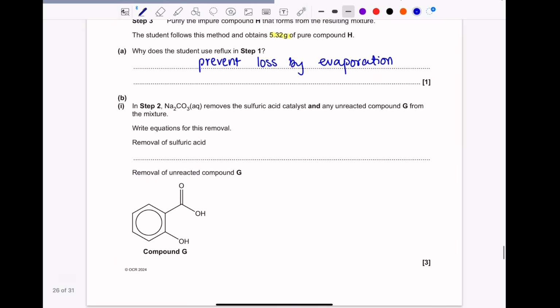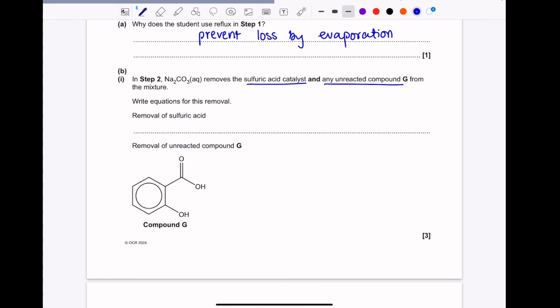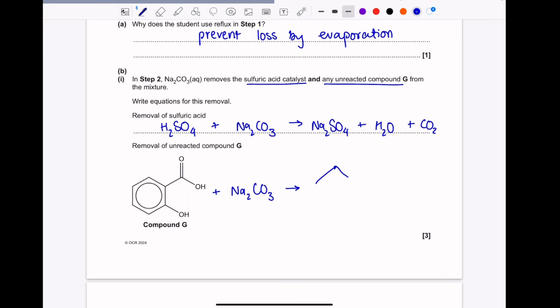Then question part B, part 1: in step 2, sodium carbonate removes the sulfuric acid catalyst and any unreacted compound G from the mixture. Write equations for this removal. So first, with sulfuric acid, that would produce a salt, that is sodium sulfate, water, and carbon dioxide. Then for compound G, it's pretty much the same as the top reaction, in which you make a salt.